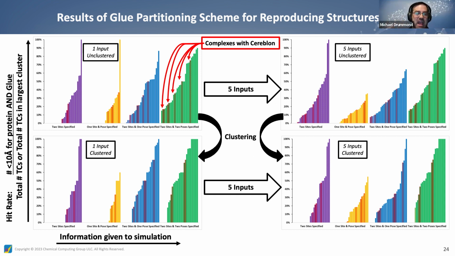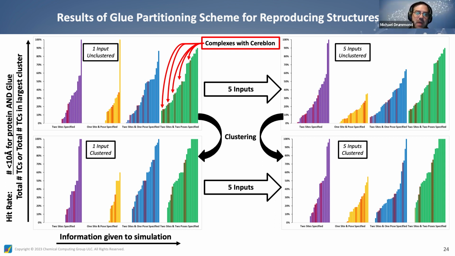Do we get the protein and the glue within 10 angstrom of the known crystal structure, divided by either the total number of ternary complexes, or, if we do clustering, how many are in that single largest cluster. And so really what you want to see is a lot of bars, and they should be tall, and that's going to be good for you. Generally, as you go from left to right, from purple to green, you're adding more information to the simulation, so you're making the job easier.